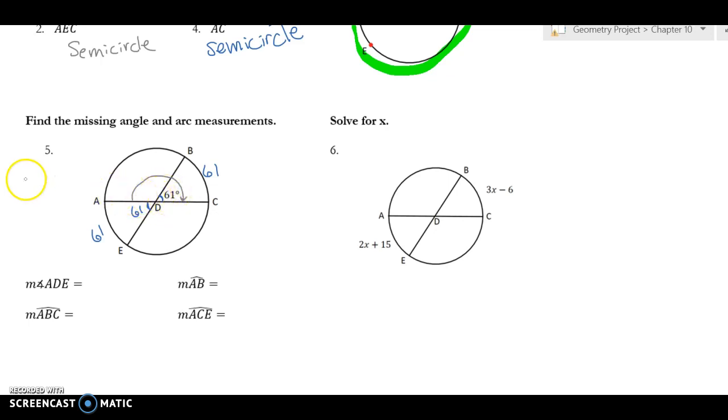So to find this angle, I'm going to do 180 minus 61, which should be 119. But let me just double check. I'm a little asleep today. Yep, 119. And so if this central angle is 119, this arc is 119. And then these are vertical, so these are also 119s. So a lot of times I like to fill in all my numbers and then go down and answer things.